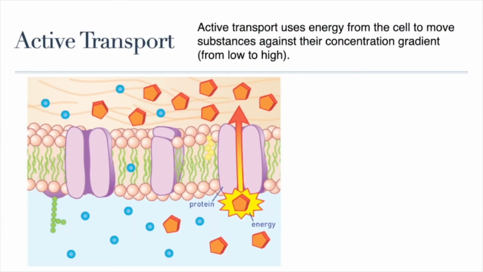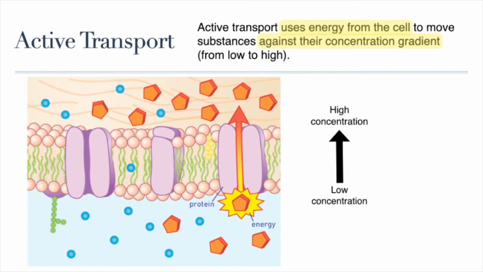So in contrast to passive transport, which does not use cellular energy as it moves molecules down a concentration gradient, active transport uses energy from the cell to move molecules against their concentration gradient. In other words, from an area where there's a low concentration of that substance to an area where there's a higher concentration of that same substance.